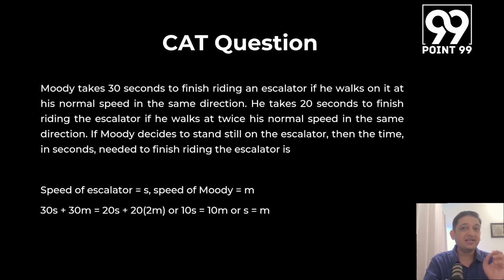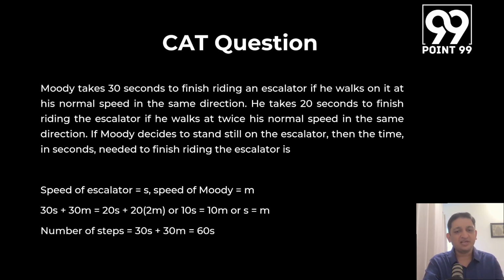That is nothing but the number of steps on the escalator. So if you use s equal to m, you will see that the number of steps will be given by 30s plus 30m, that is 60s. Now 60s steps are there and they need to be covered at a speed of s. So time taken will be 60s divided by s, which is going to be 60 seconds. Very, very easy question. Let's look at the next question.